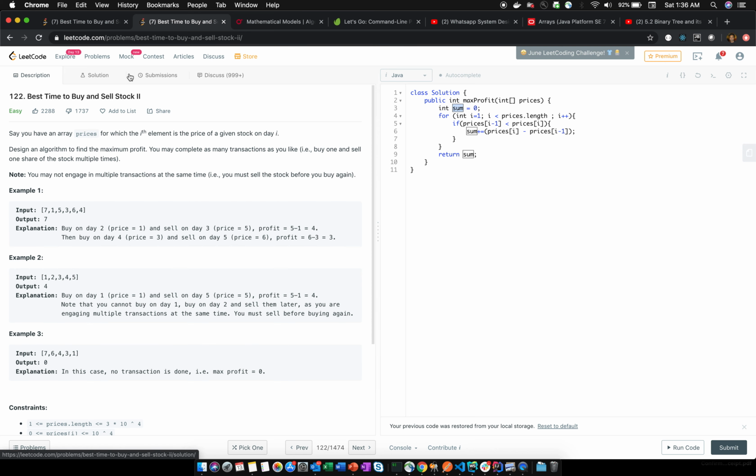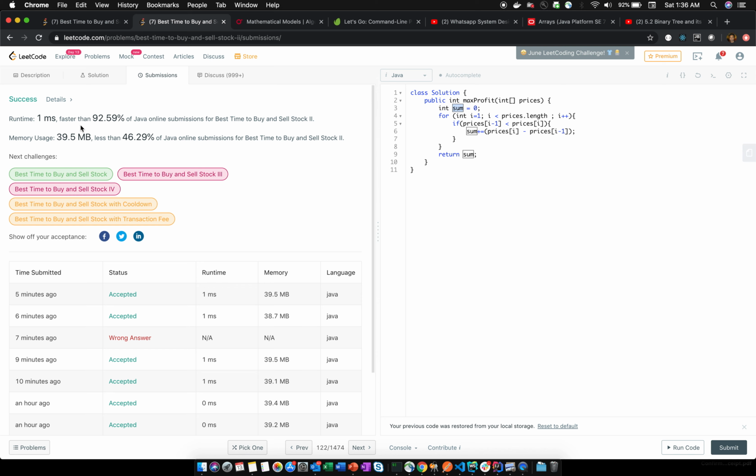If you look at my submission, it's 1 ms, faster than 92.59% of submissions, and this is the memory usage. Yeah, thank you.